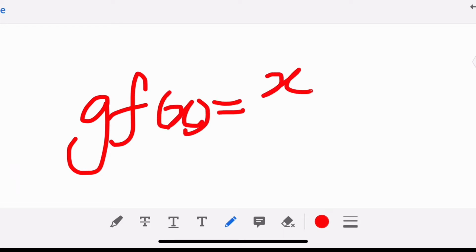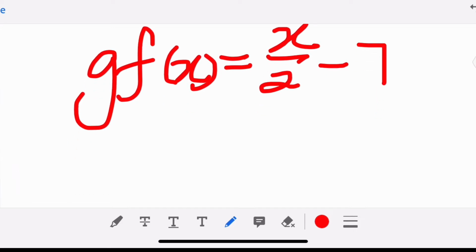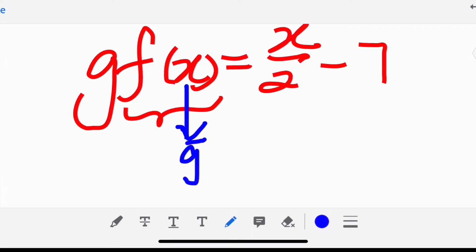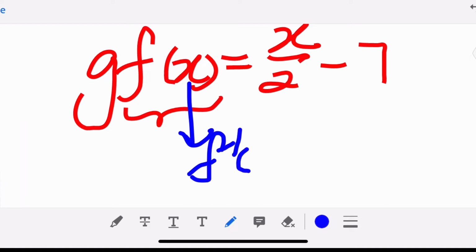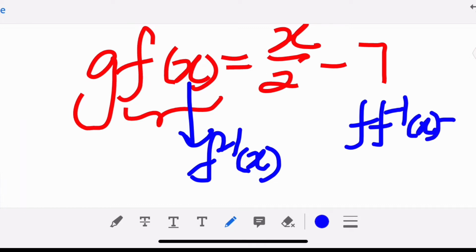So the concept is g(f(x)) equals x over 2 minus 7. We want to make sure we get the x here. We actually know that this object must be the inverse of f, because f inverse of f(x) is equal to x, right? So this side also you have to substitute with the inverse.